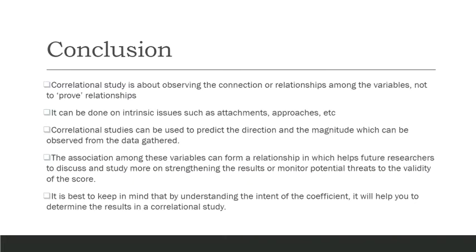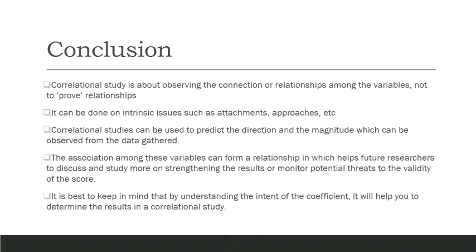In conclusion, a correlational study is about observing the connection or relationships among the variables. It is not as rigorous as experimental because it's not for you to prove the relationship, it's for you to discuss the relationship or the association that has been made between or among the variables. It can be done on intrinsic issues such as parental attachments, or student approaches to learning a second language.